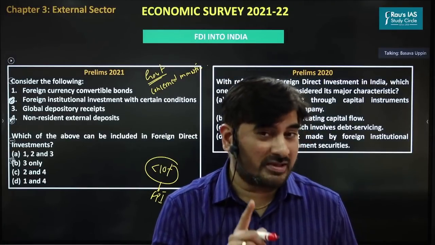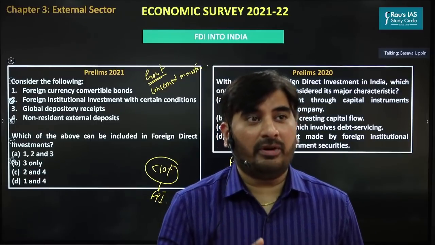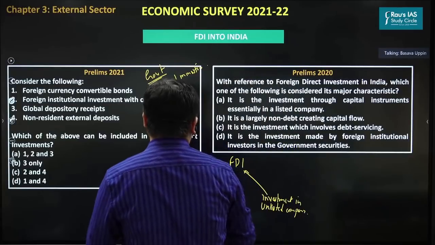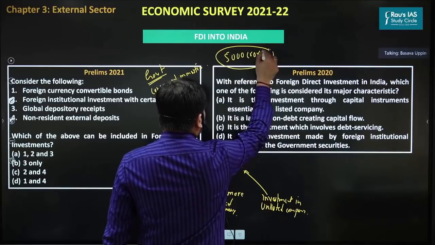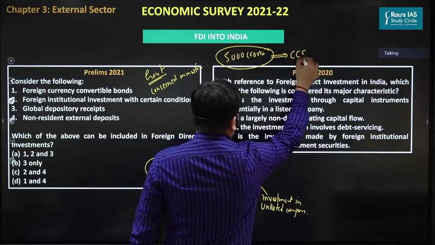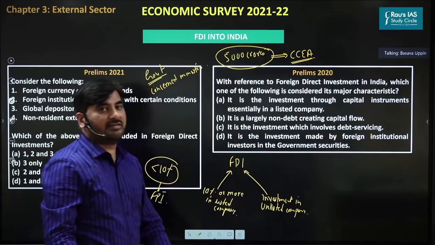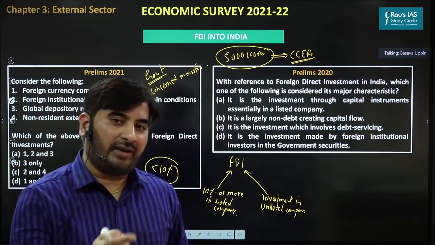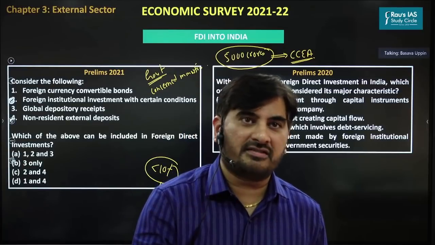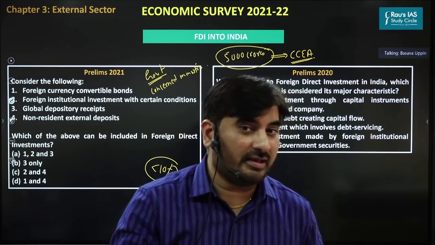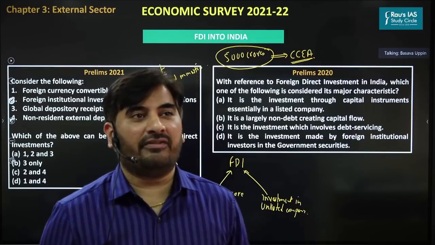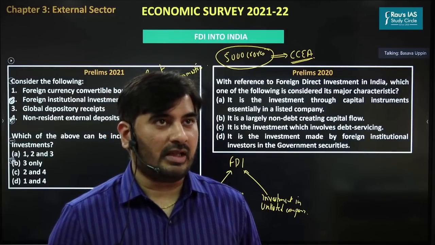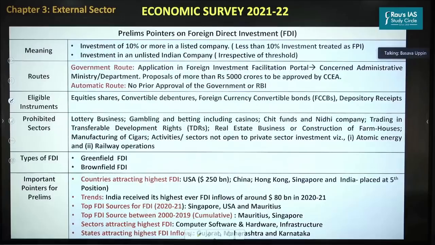But one thing you must understand here, if a particular foreign company is making an investment of more than 5,000 crores, please remember this. If a foreign company is making an investment of more than 5,000 crores, then the approval should come from the Cabinet Committee on Economic Affairs. Anything below 5,000 crores, approval will be given by the concerned ministry. But if the proposal is for an amount greater than 5,000 crores, approval will come from the Cabinet Committee on Economic Affairs. Clear? Okay.